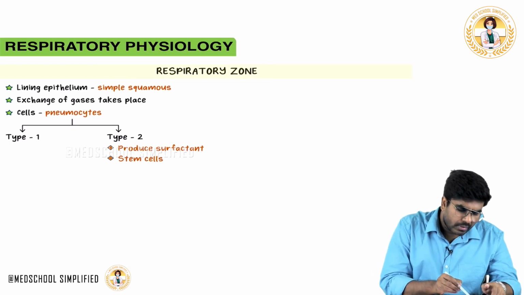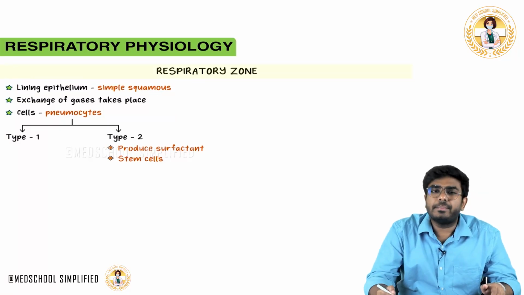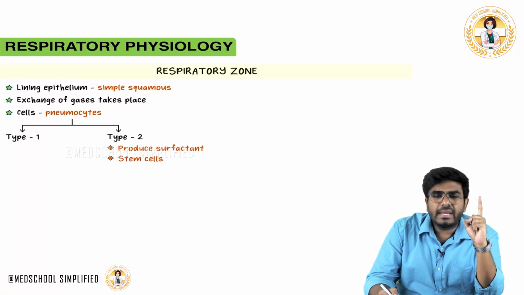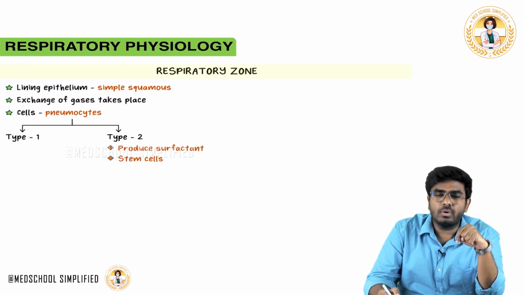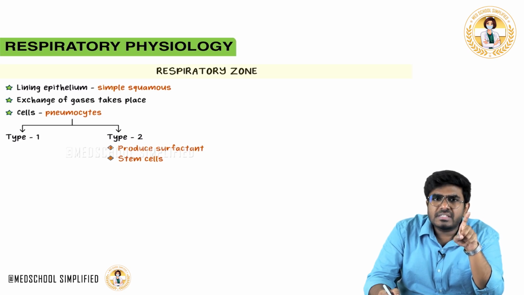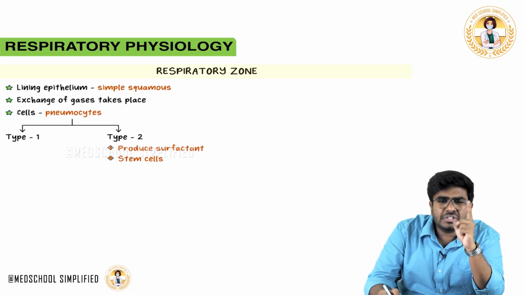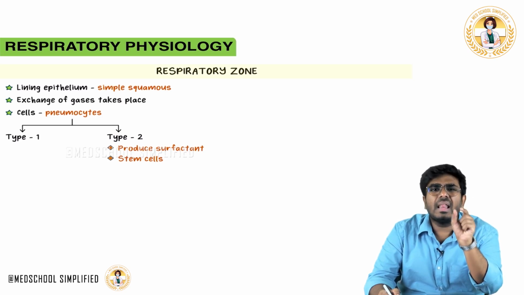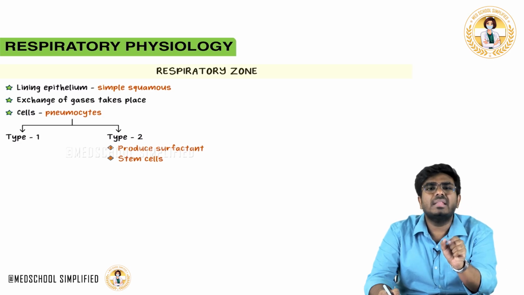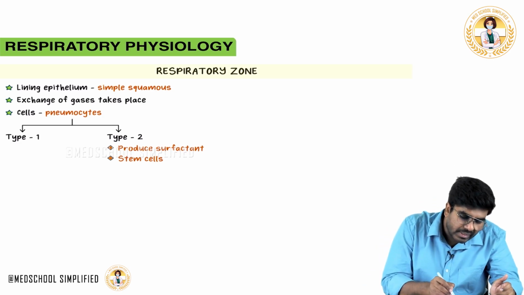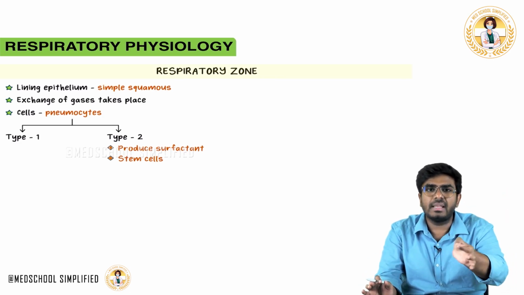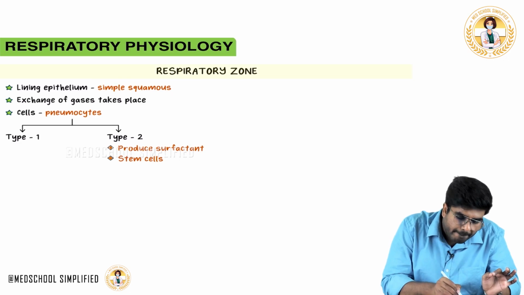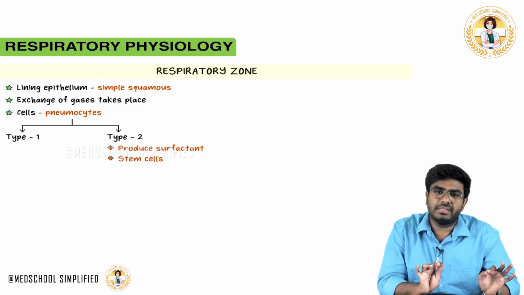Now, the respiratory zone is lined by which epithelium? The conducting zone is lined by pseudostratified ciliated columnar epithelium. But in the respiratory zone, we all know there is exchange of gases. If you want exchange of gases to happen, then the lining epithelium should be very simple and thin. So the lining epithelium in the respiratory zone is simple squamous epithelium, a single lining.